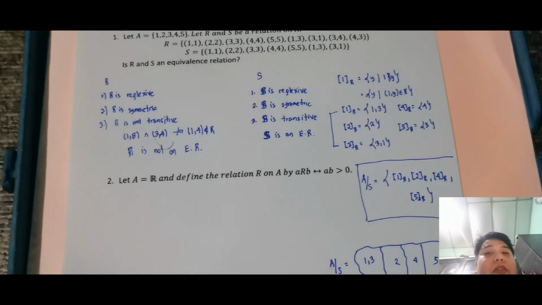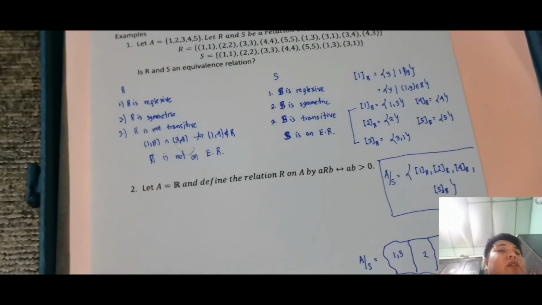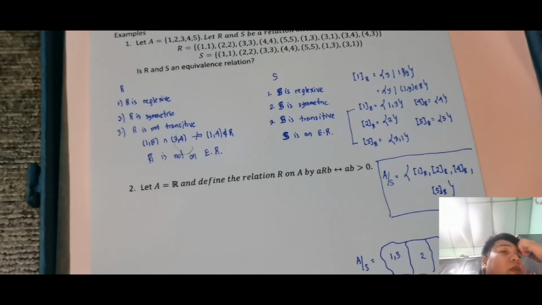Okay, so, number 2. Let A be equal to the real number and define the relation R on A by A is related to B if and only if AB is greater than 0. So, ano yung relation? So, A is related to B. (A, B) is an element of R if A times B is greater than 0. Ganun mangyari. So, kailan mangyari yan?